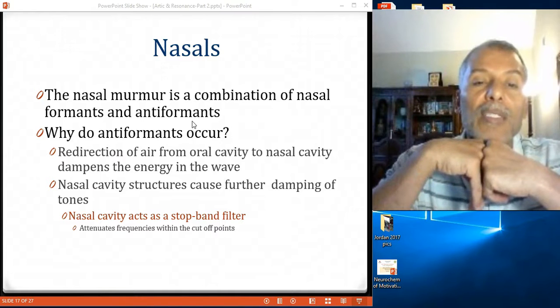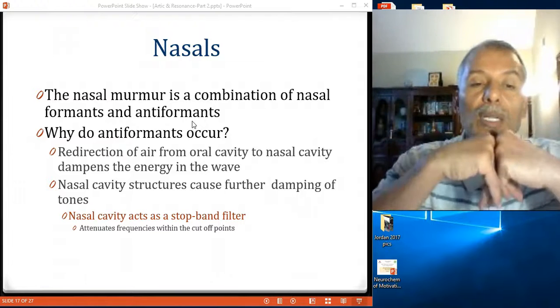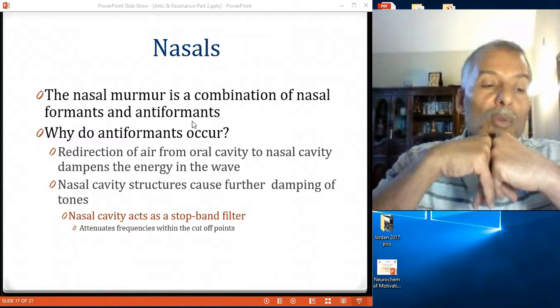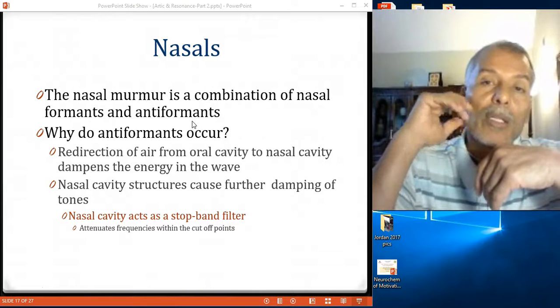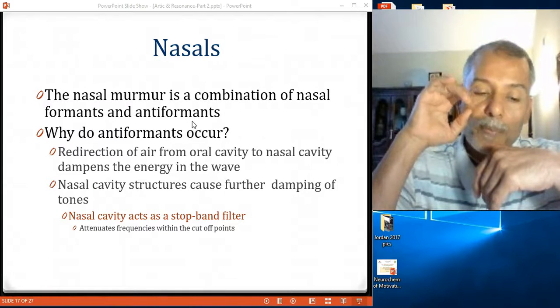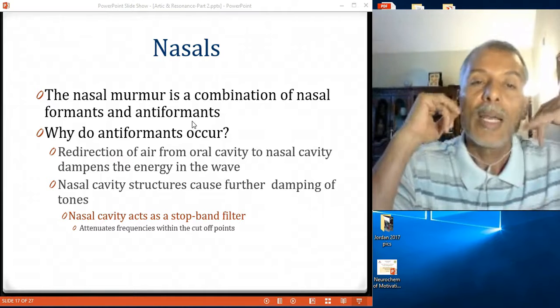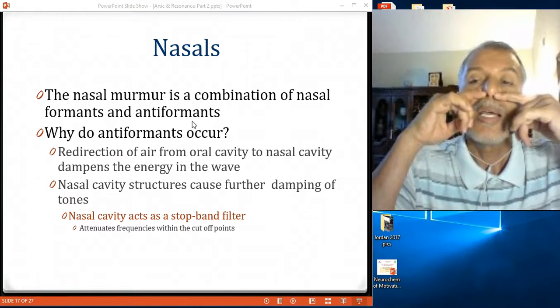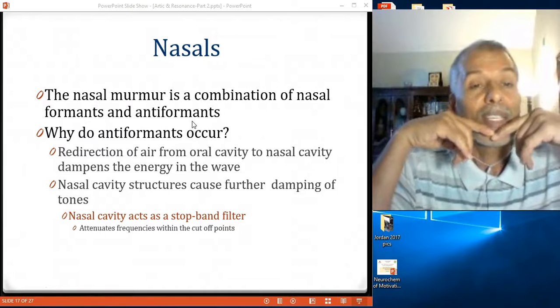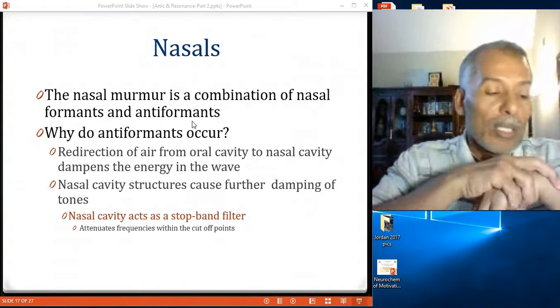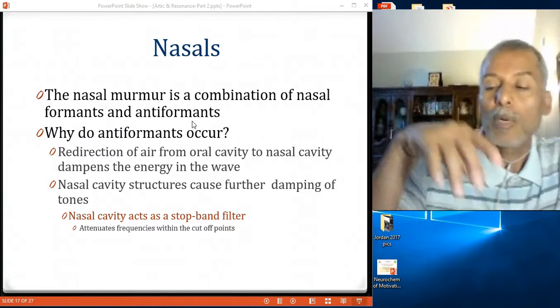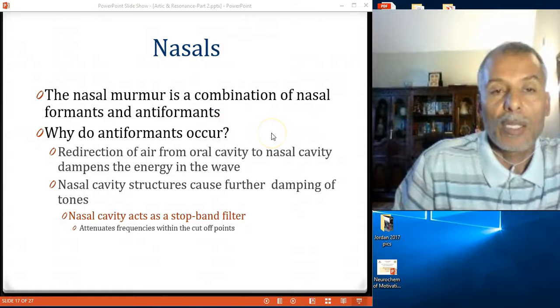And then the nasal cavity itself acts as a stop band filter. It attenuates frequencies within the cut-off points. In addition to that, all the tones that are being made have to exit out of two little nares that are much smaller than the oral cavity. And that, of course, is going to decrease the energy further. So these are the reasons why antiformants occur in the nasal cavity.